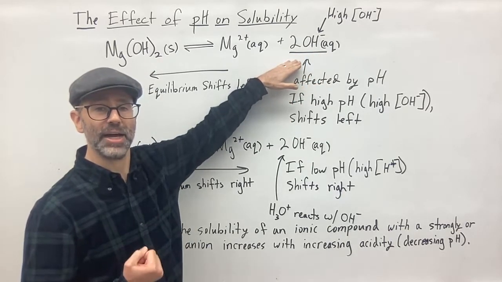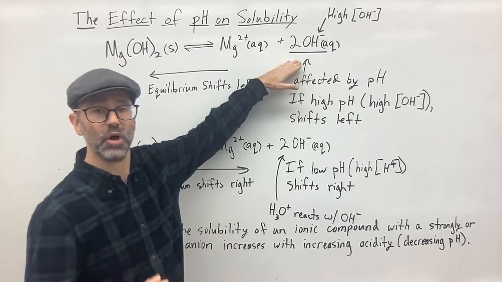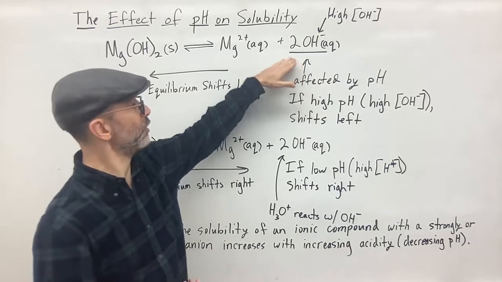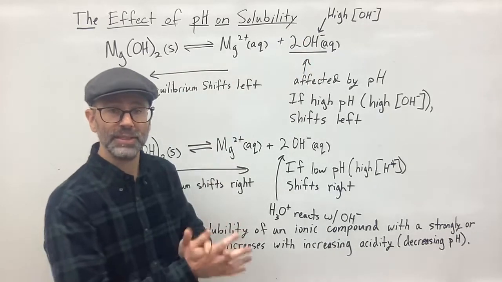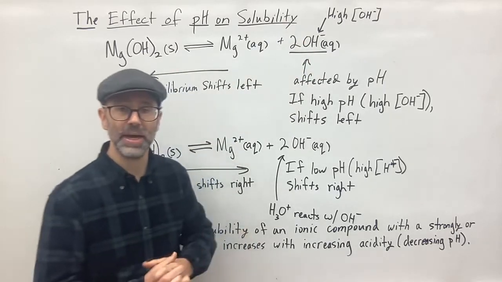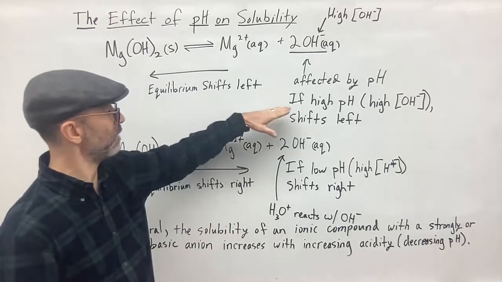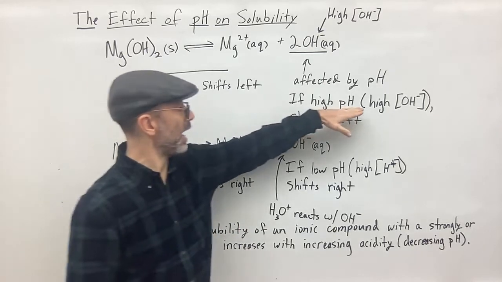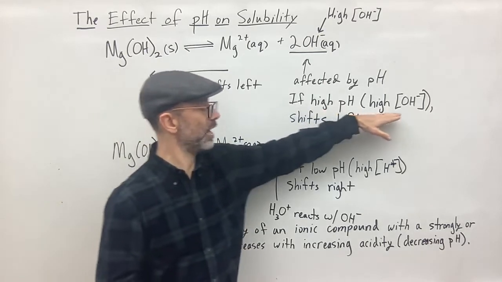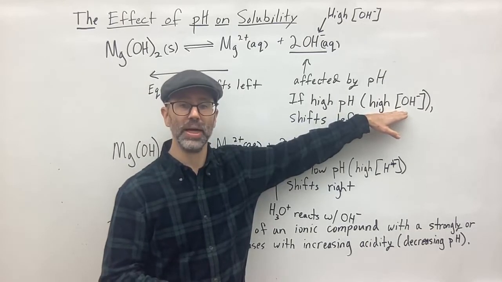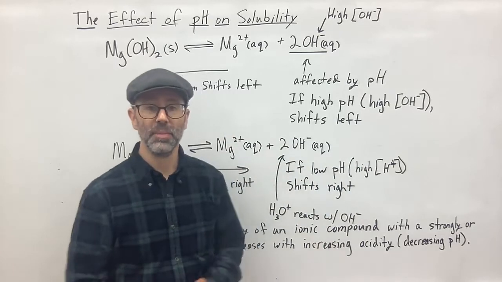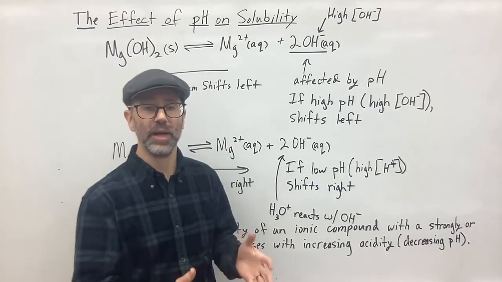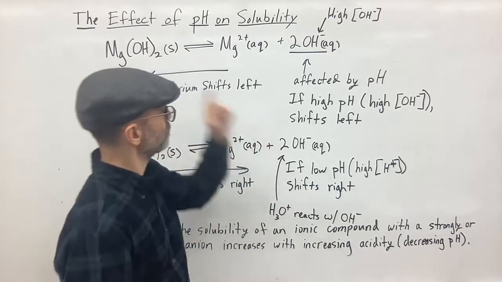So if I throw in a base or if I throw in an acid, it's going to react or influence the equilibrium. So for example, let's say we have a high OH minus concentration. That means that we have a high pH. So a high pH number means we have a high concentration of OH minus, right? So let's say we throw in some hydroxide ion in there. Okay, so what's going to happen?